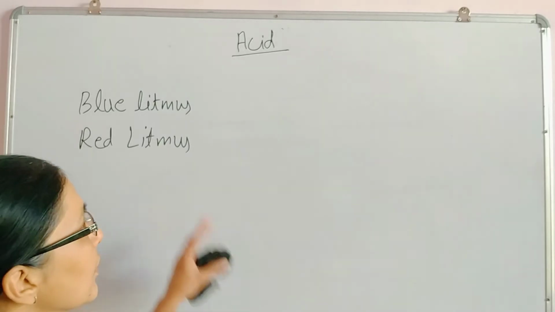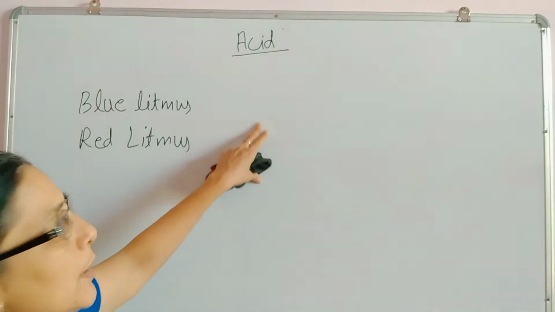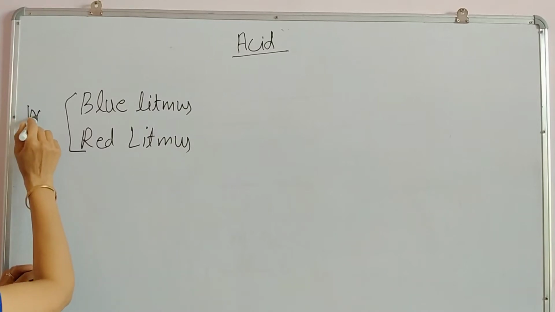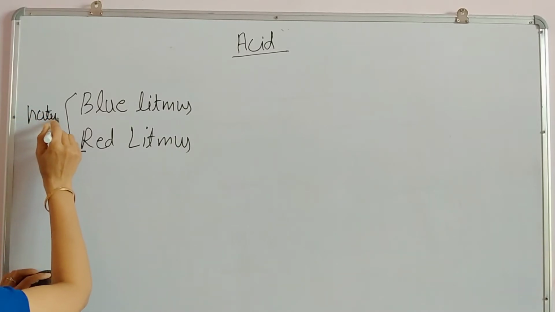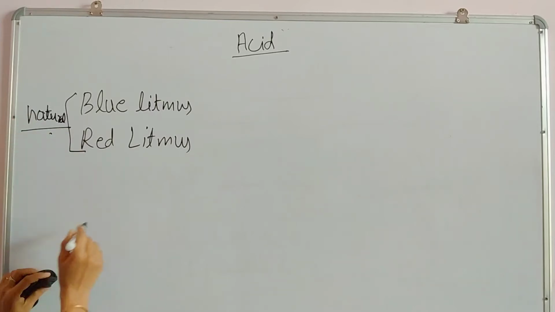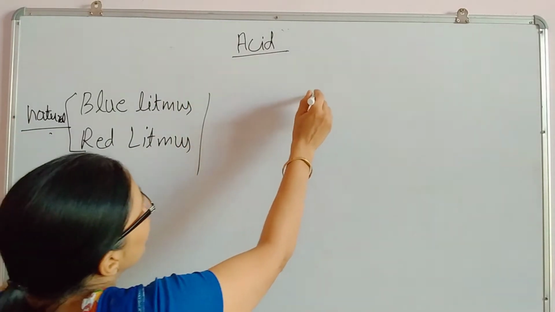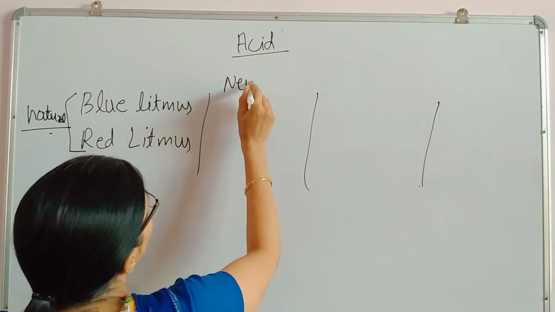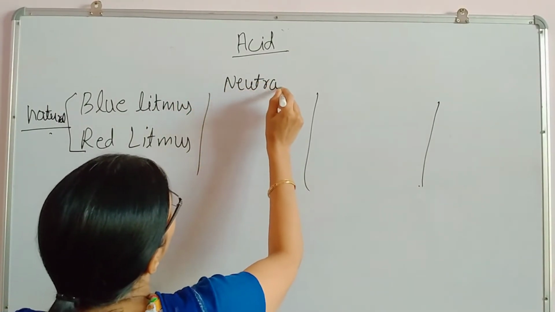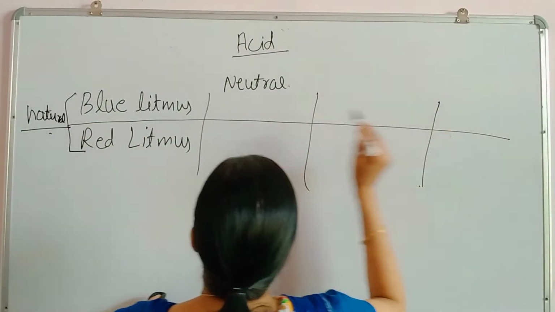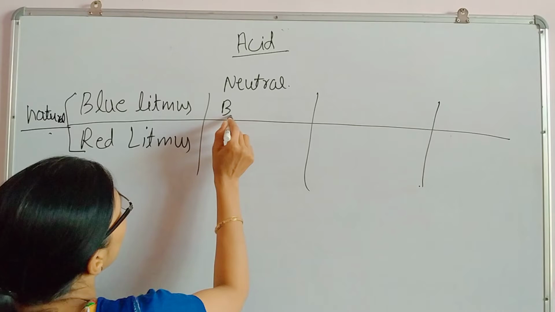In the row, some more natural indicators we will read. So these are natural indicators. Now, what behavior will they show with the neutral solution? Blue litmus paper with neutral solution will remain blue.